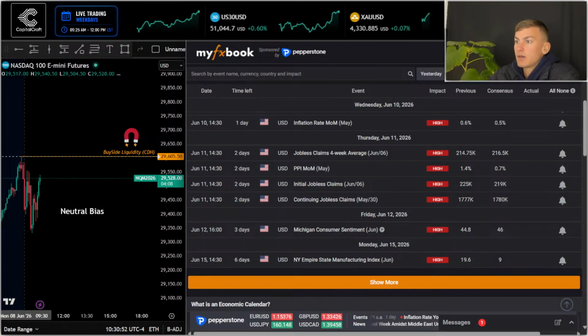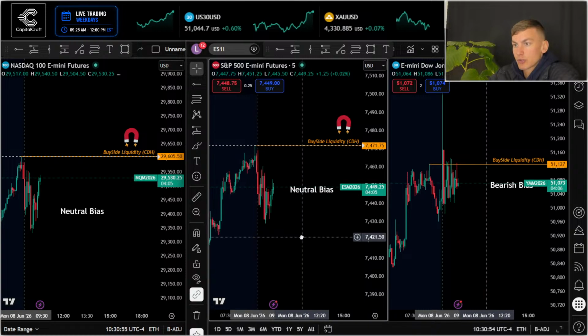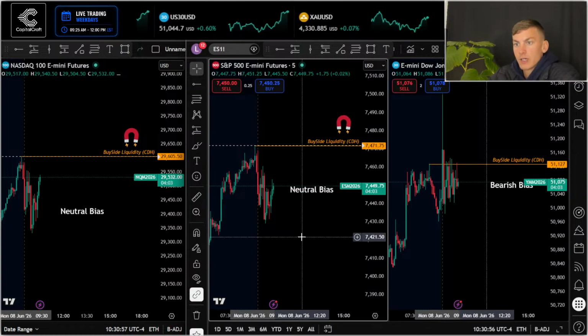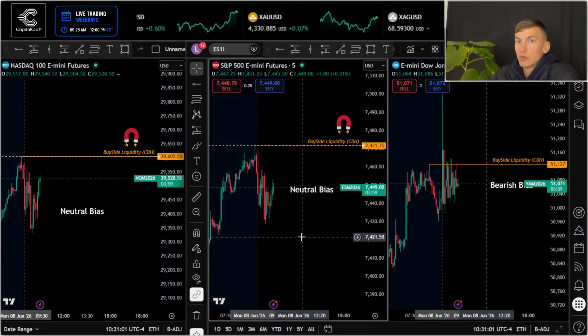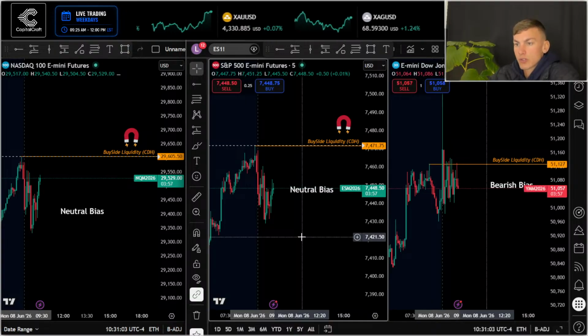Now, as I'm sitting here, I can currently see that the Nasdaq is pushing towards that buy side level. Very good for us. Ideally, we do see some form of reaction to that specific level, which would give us a reason to want to short the market.